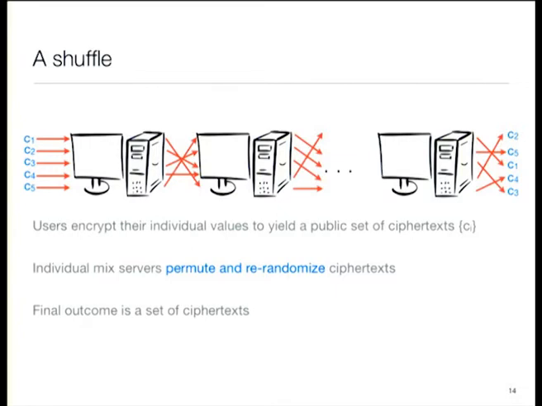So in particular, performing this threshold decryption that we saw won't reveal whose vote is whose. And so we can just decrypt and tally up the election.